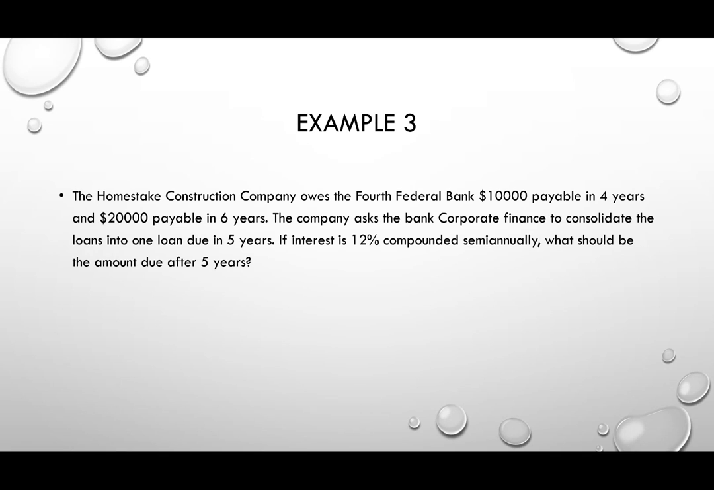So the Homestake Construction Company owes the Fourth Federal Bank $10,000 payable in 4 years and $20,000 payable in 6 years. The company asked the bank corporate finance to consolidate the loans into one loan due in 5 years. If interest is 12% compounded semi-annually, what should be the amount due after 5 years?